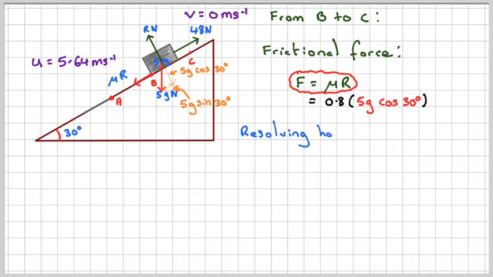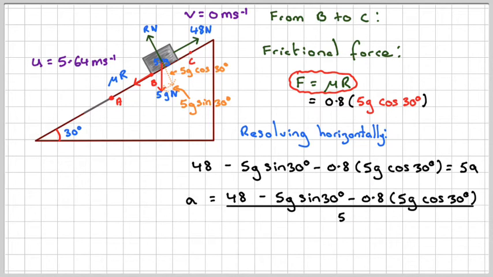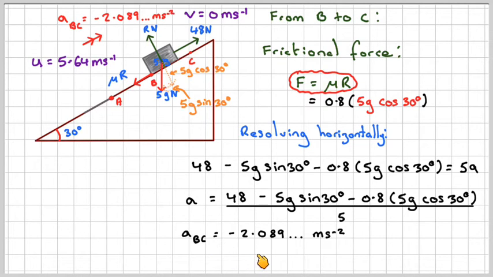And therefore, resolving horizontally, we're going to have 48 acting up the slope. Down the slope, we're going to have this little bit of weight here, which is 5g sine 30, minus mu, which is 0.8, times R, which is 5g cos 30. And that's going to be equal to 5a. a will be all of this divided by 5, which will give an answer for BC of minus 2.089 meters per second squared. We'll place that on the diagram.